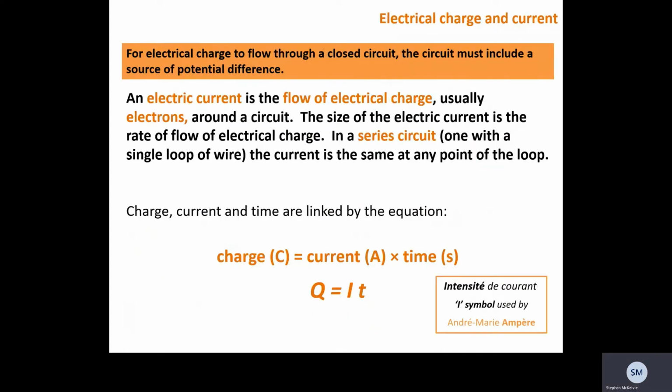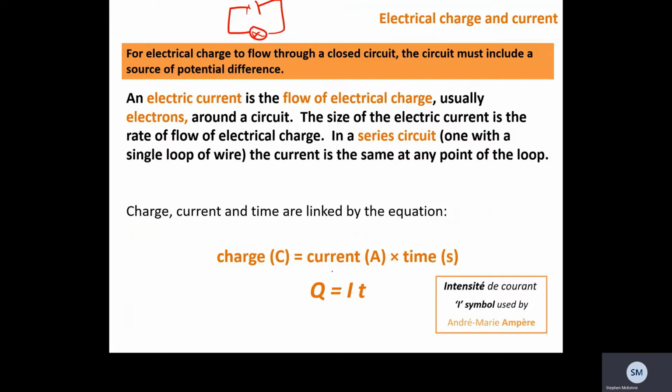For electrical charge to flow through a closed circuit, the circuit must include a source of potential difference. If I just have wires with a bulb, they will not work. I must have some source of potential difference. An electric current is the flow of electrical charge, usually electrons around a circuit. The size of the electric current is the rate of flow of electrical charge. In a series circuit, the current is the same at any point in the loop.